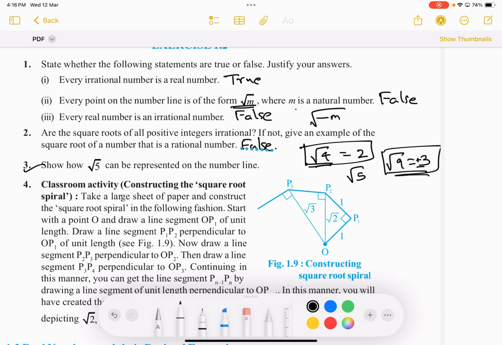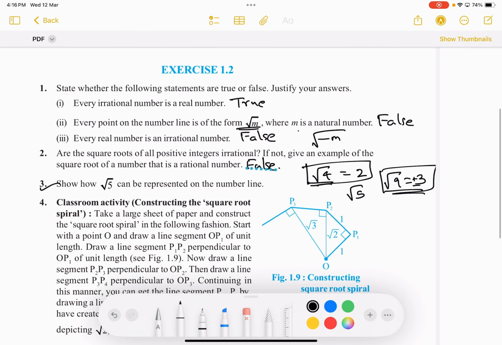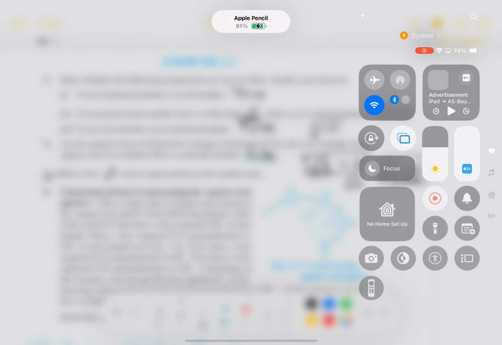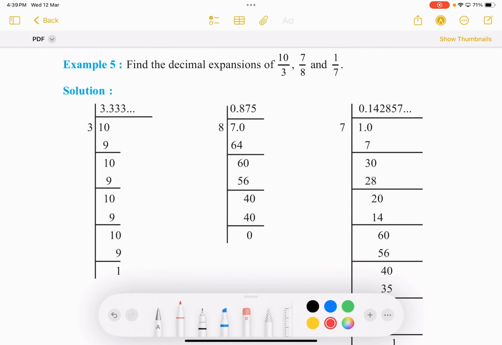Clear? This is a classroom activity, as I told. Real numbers and their decimal expansions, I will call it. Just copy this, I'll come. After dividing, the decimal expansion of 10 by 3 is a non-terminating recurring decimal expansion, and here it is finished. 7 by 8 is a terminating decimal expansion. And this is also a non-repeating decimal expansion.